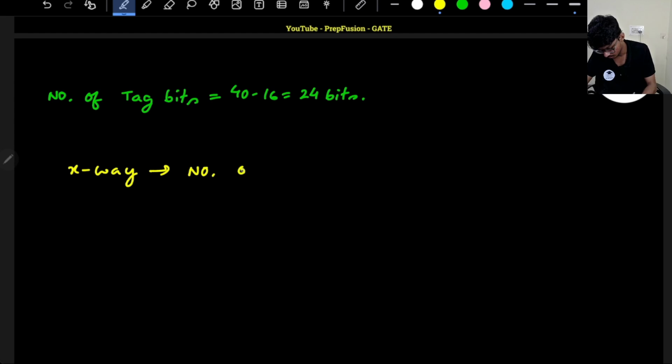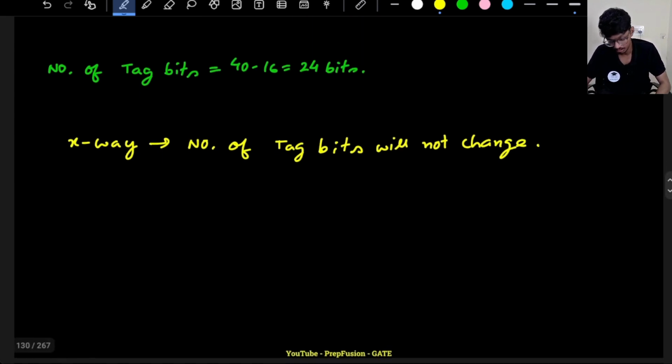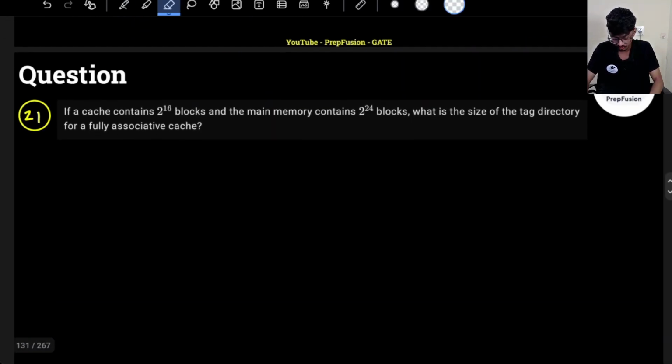So the number of tag bits will not change. I hope you have understood these basic points. It will be 24 bits only. It does not matter what way it is. Let's now solve this question.